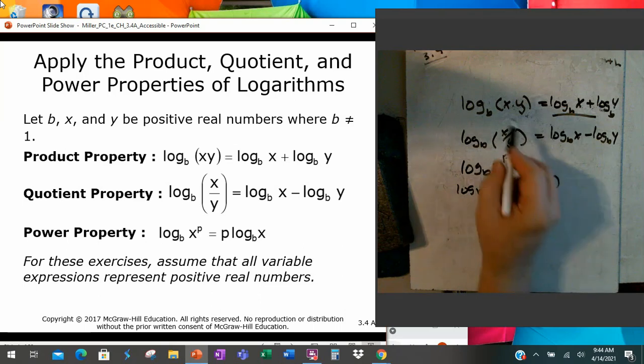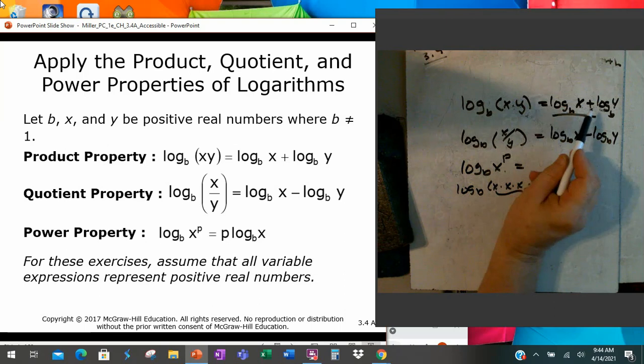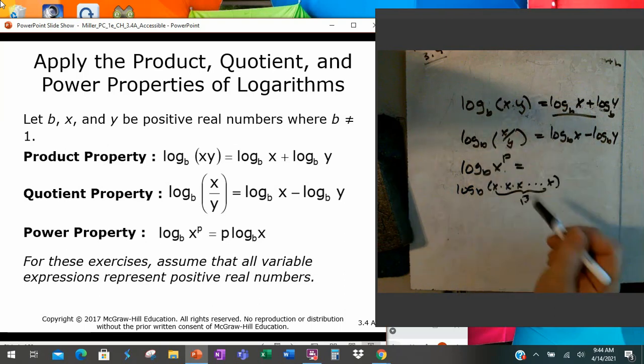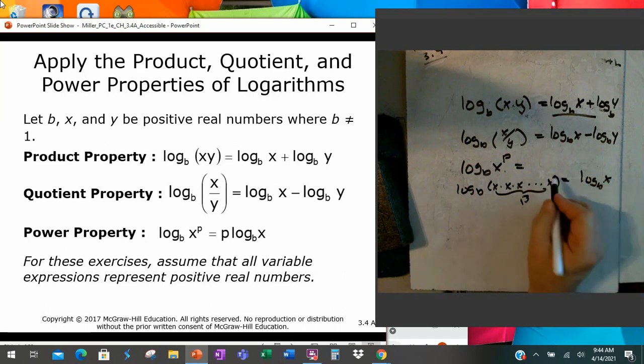Well, I've got p multiplications. This is what we do when we do multiplications. We do additions. So it is the log base b of x. I'm adding up p times, or p times the log base b of x.